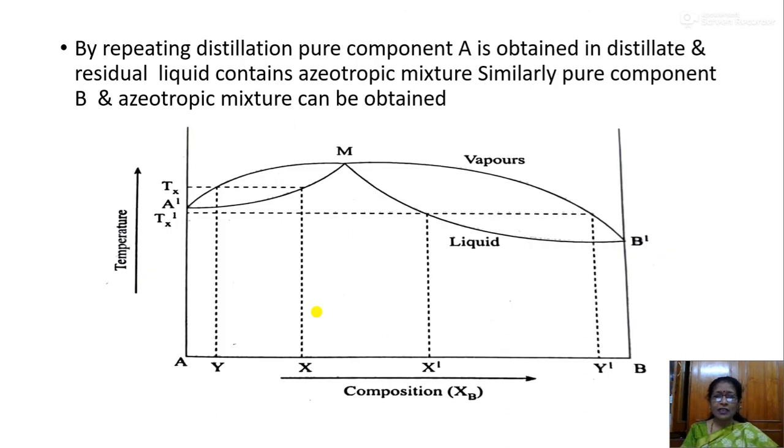Now this is the graph. You can see there is M at the higher level, that is the azeotropic mixture, where it is having a positive deviation. In the earlier plot, the minimum showed a negative deviation, and now what you are seeing is a positive deviation. By repeating distillation, pure component A is obtained in distillate and residual liquid B contains azeotropic mixture. Similarly, pure component B and azeotropic mixture A can be obtained.